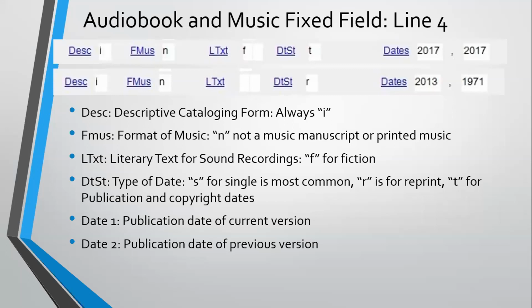Okay, the format of the music. You're going to use code n if this is not printed music, again, the same situation as we saw on the previous slide. So L, text or literary text for sound recordings. It might be code F, fiction, if you have an audiobook.